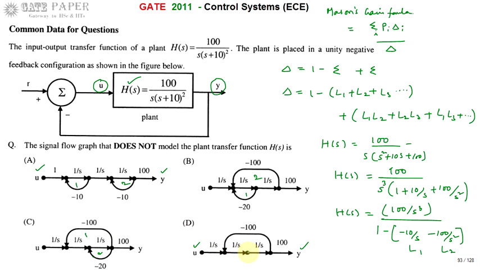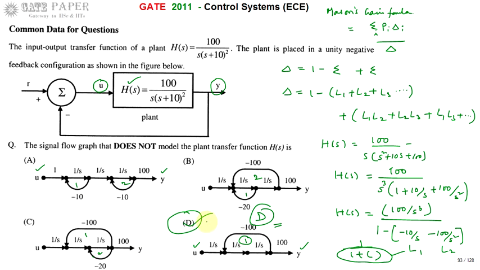Now if you observe this one, it consists of only a single loop. A single loop gives a function of 1 plus a loop gain in the denominator. So you don't get the required function, and this will not model H(s). So the right answer is D. D is the right answer for this question.